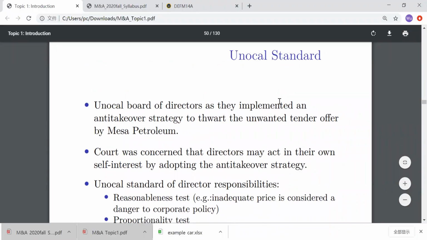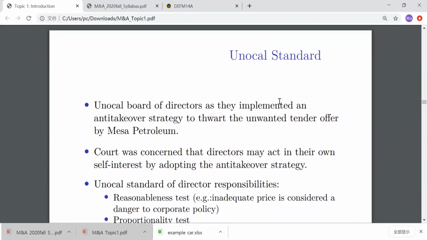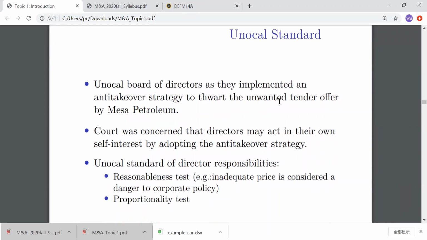Okay, so now let's talk about the Unocal standard. All right, so this is the Unocal standard. So why is it called the Unocal standard? Because it's coming from one of the acquisitions between Unocal and Mesa Petroleum, right. So what happened then is that Mesa Petroleum was trying to acquire Unocal, right?